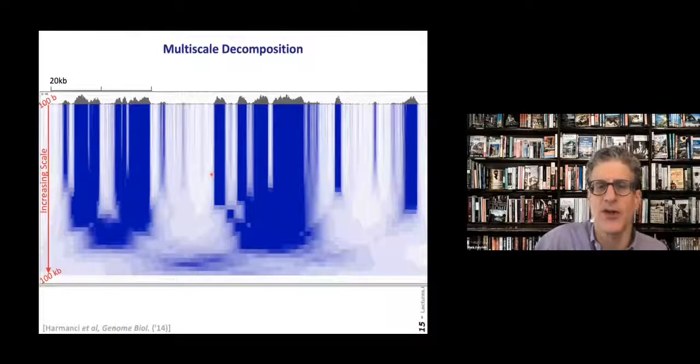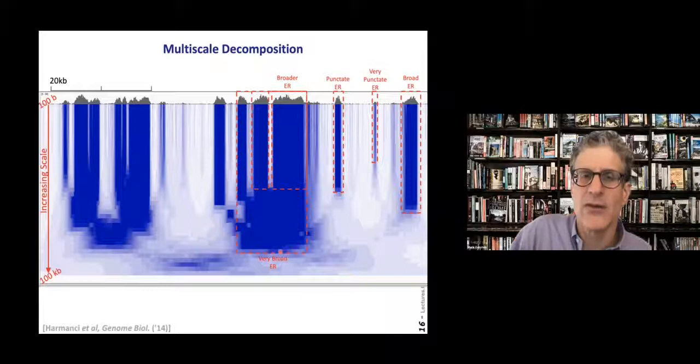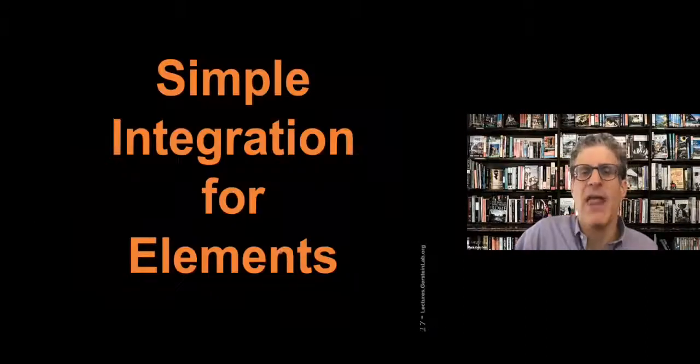This is just a nice picture showing how the window smoothing looks. If you smooth with a greater window, you can see that you can get features at high resolution, and they disappear as you smooth, and they turn into very broad features. And this is a characteristic of ChIP-seq analysis.